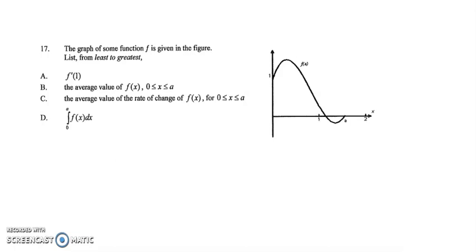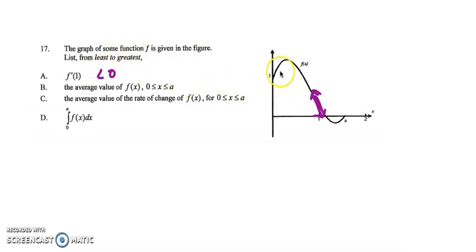All right, this is question 17 in the BC Unit 4 packet. First thing they want, well, we're trying to order these from least to greatest, so let's just try to get a picture of what each one is. F prime of 1 is the slope of the tangent line right here at x equals 1. So it's some sort of negative number right there, so certainly less than 0.